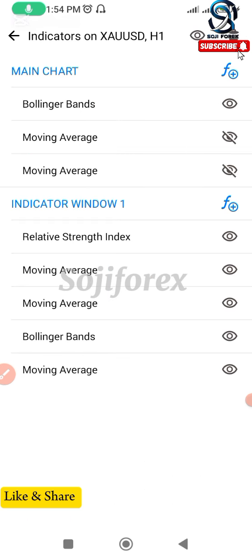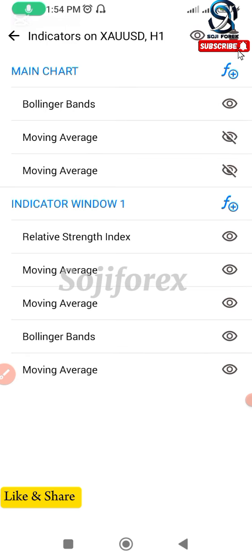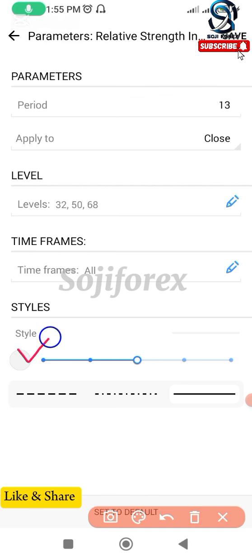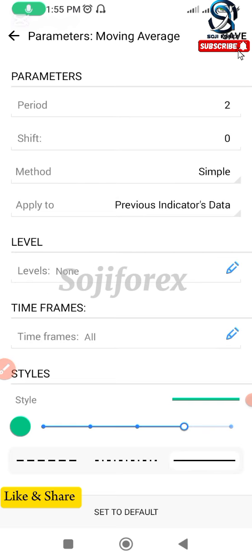So let me take you through the indicator setup. For the Bollinger Band, the period is 130, deviation is 2.0, the shift is 0, and this indicator is applied to close. Afterward, we have our relative strength index, which is the TDI. The period is 13, you apply to close, and you change this to your background color. So if you have done that, you move to the next indicator, which is our moving average. The period is 2, method is simple. Apply to previous indicator. To avoid confusion, please stick to the same color that I am using.